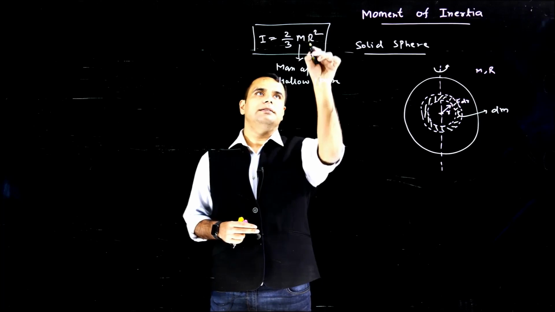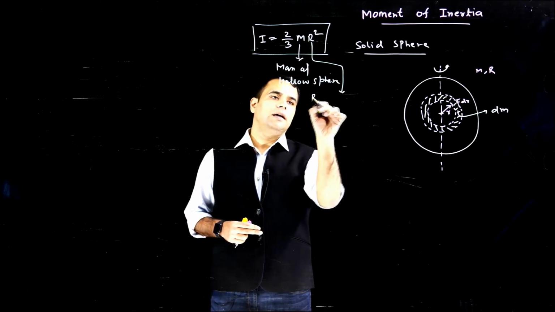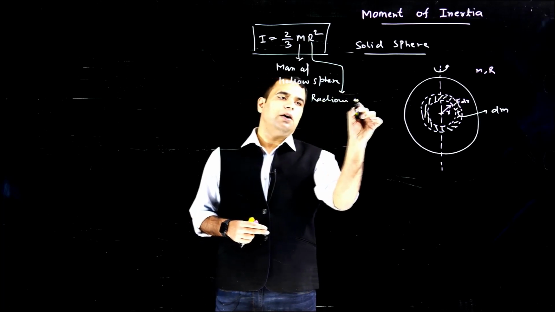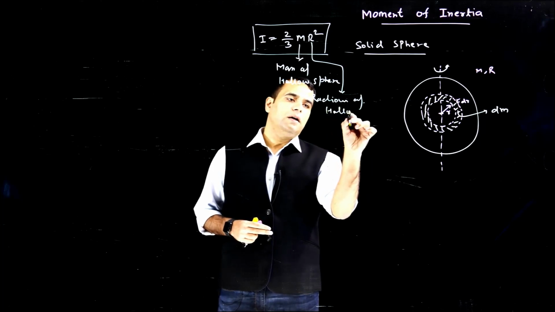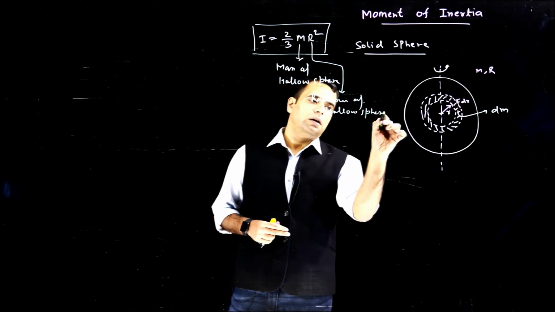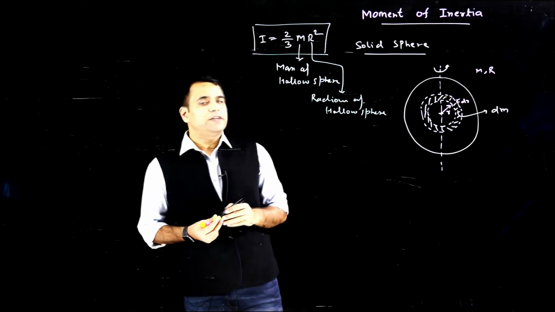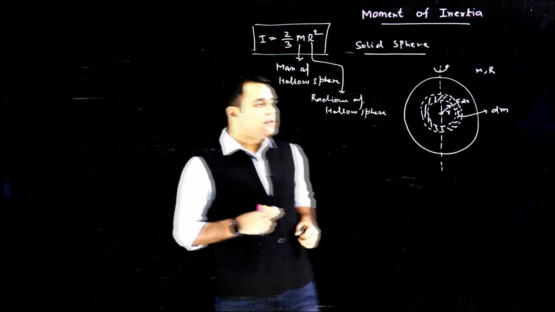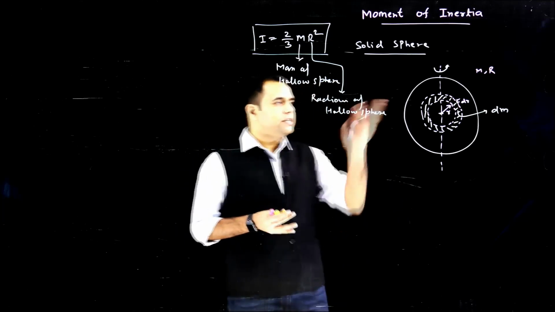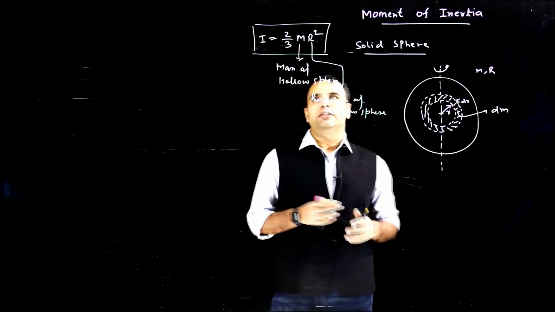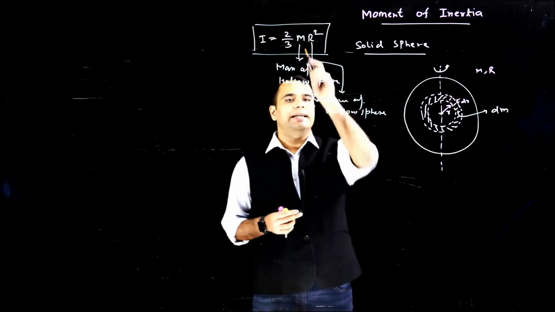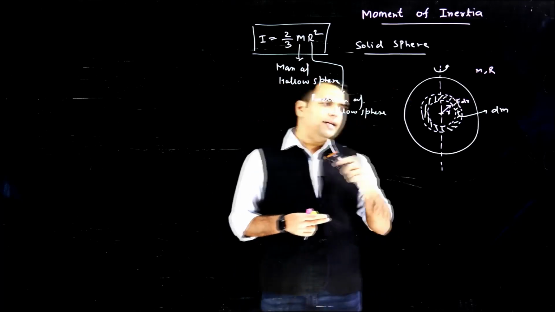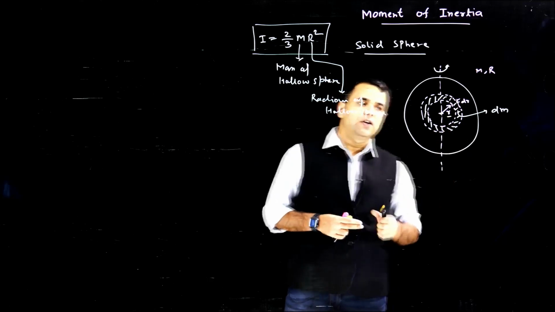This is the mass of the hollow sphere, and this r is the radius of the hollow sphere. This I is the moment of inertia of that hollow sphere about the diameter. So you can see, now we need to calculate the moment of inertia for this element, and for that we need two things. One is the mass of this element, and second is the radius of this element. Now the radius is already given, this is r, the radius of this hollow sphere.